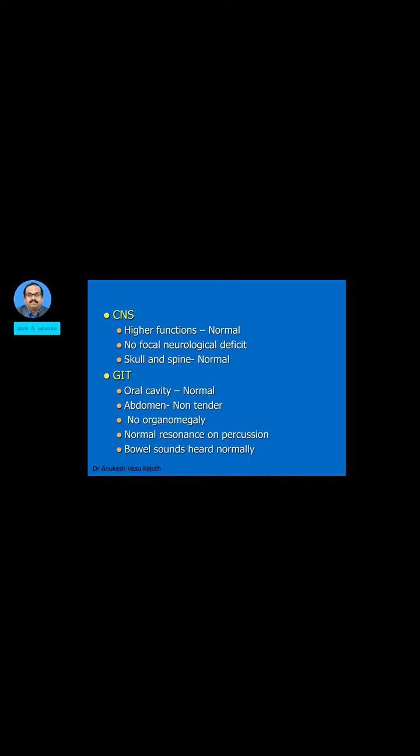Now the next is the GIT. You can examine the oral cavity, whether any lesions are there in the oral cavity, which may be a cause for head and neck lymphadenopathy. Then you can examine the abdomen, look for tenderness anywhere, or any hepatosplenomegaly, which again can be seen as part of lymphoma. And sometimes hepatomegaly can be seen as part of metastatic spread from follicular carcinoma thyroid or papillary carcinoma thyroid. Then you can percuss all areas of the abdomen for normal resonance, and bowel sounds can be heard. So that would suggest a normal GIT examination.